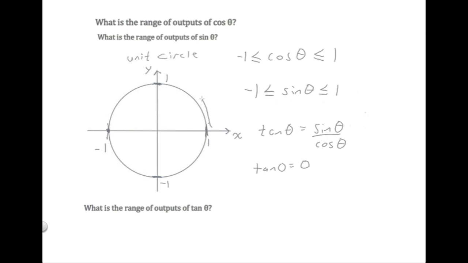And then what happens as we increase the angle in this direction? What happens as we increase that angle? Well, as we increase theta, we know that cosine of theta is going to get close to 0.